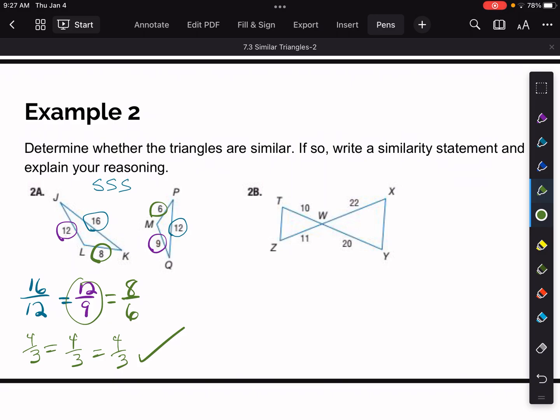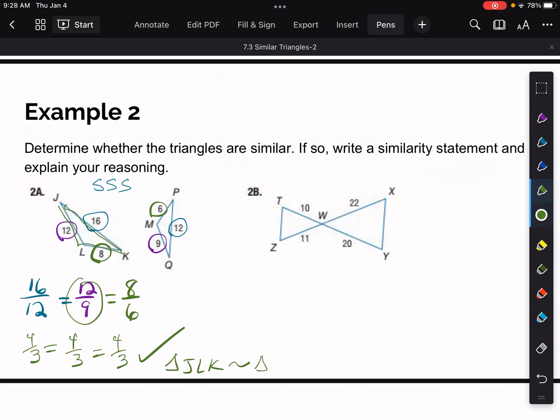So I'm going to make a similarity statement. I'm just going to call the first triangle JLK, and I have to make sure that I go in the same order here. So JLK, we kind of go from medium side length to small to large. So I have to do the same on the other one. I got to be very careful about my order.